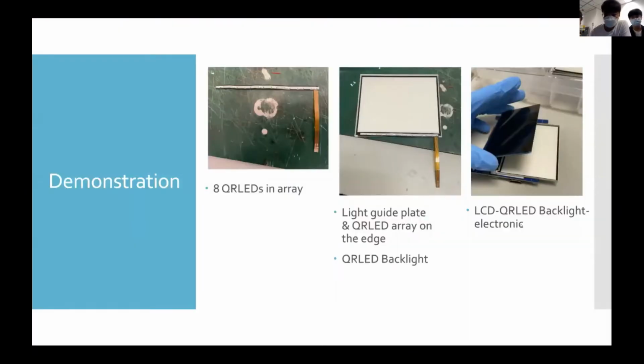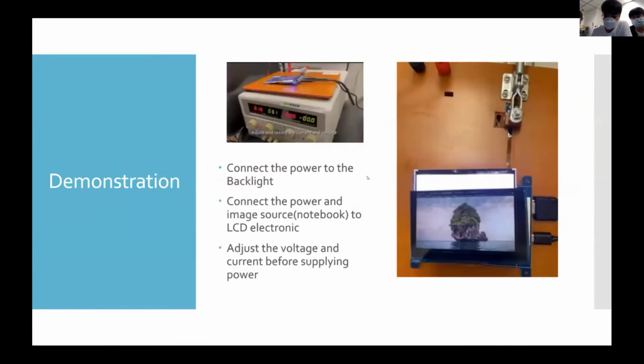We use the QRLED in an array in the LCD backlight to emit white light. After adjusting the power source, we can show the image from the computer like this. We'll do a live demo now, and we will switch the camera to Edward. Hi. Hi, everyone.